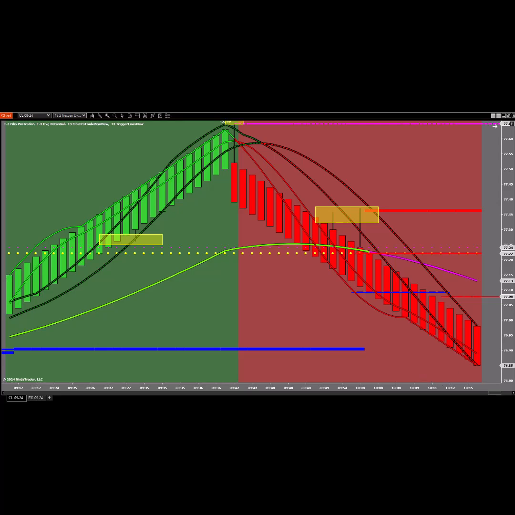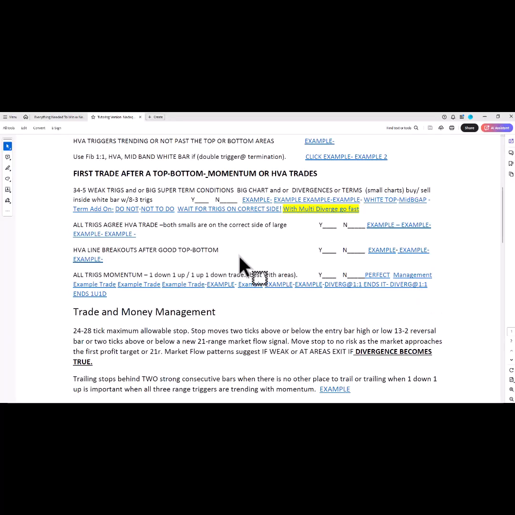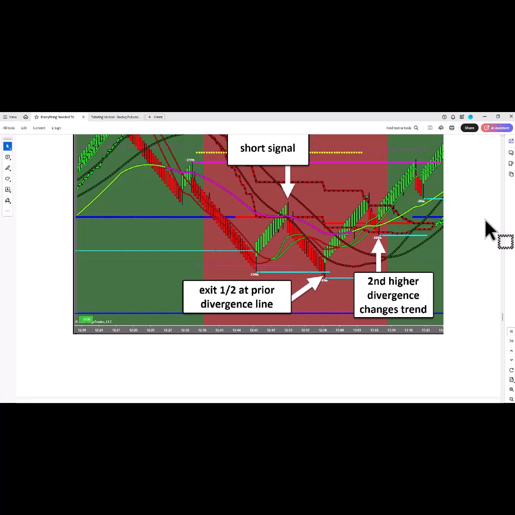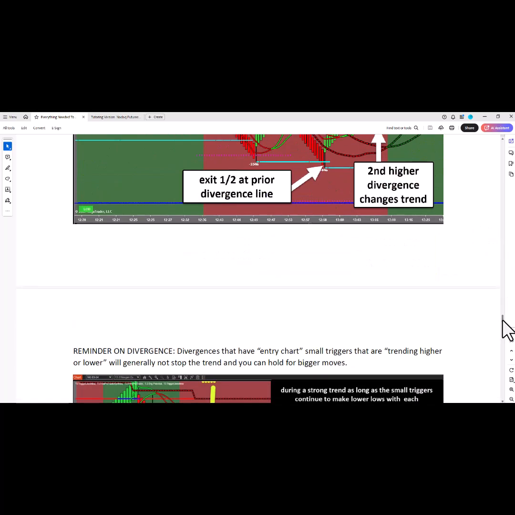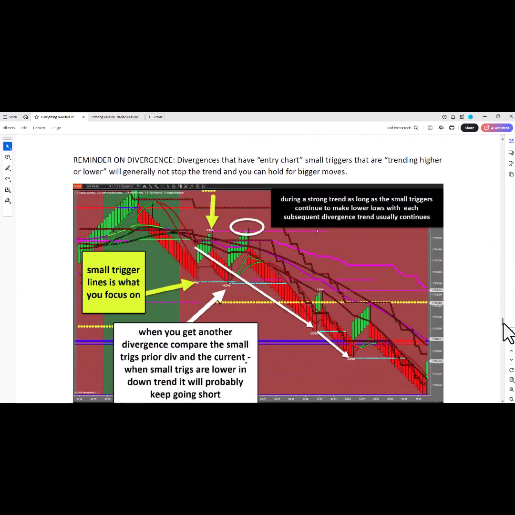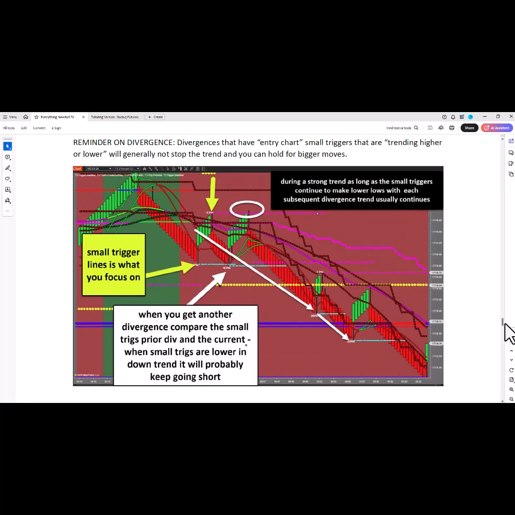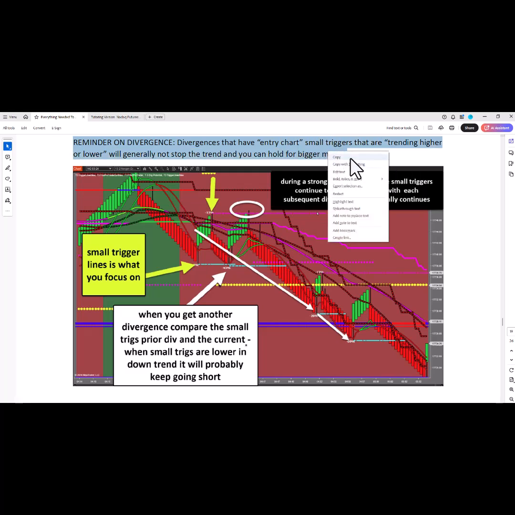Let me go back and finish my PDF real quick. All right, so look, there was one more picture that I did not finish. Reminder on divergence. Small triggers that are trending higher or lower. So we're going to kind of round out this whole divergence talk. If they're crossed down, it's probably going to keep going down.